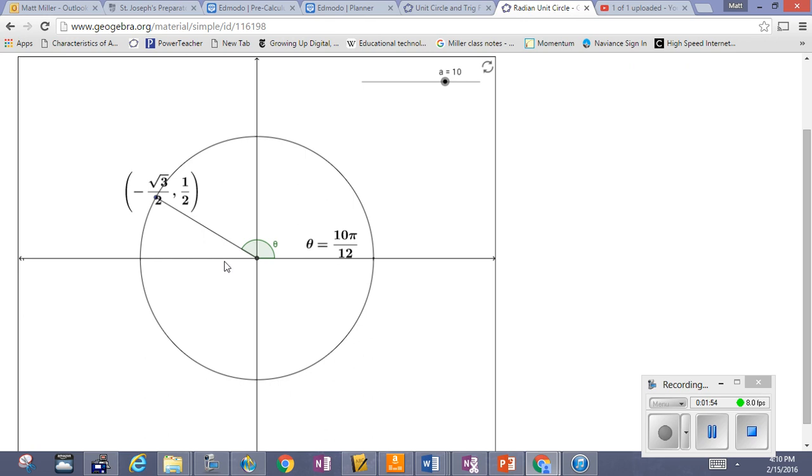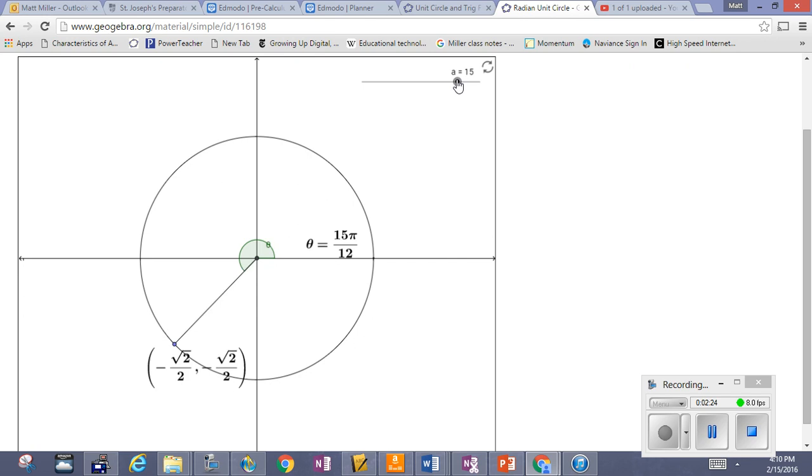Here's our 5 pi over 6. That is a reference angle of pi over 6, pi over 6 short of pi, okay? And there's our cosine and sine values, respectively. Okay, going into quadrant 3 with a reference angle of pi over 6 is 7 pi over 6, cosine and sine both being negative in this quadrant.